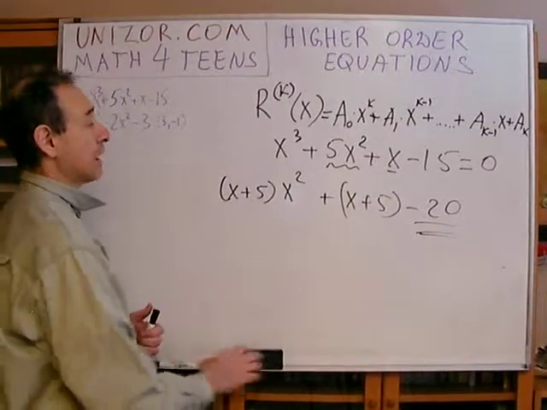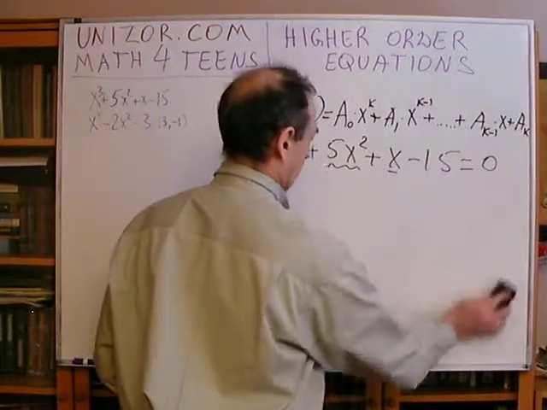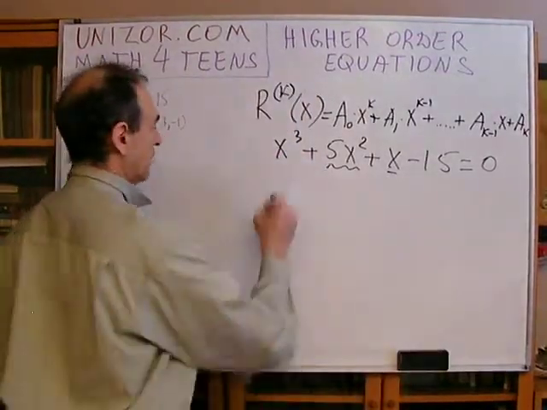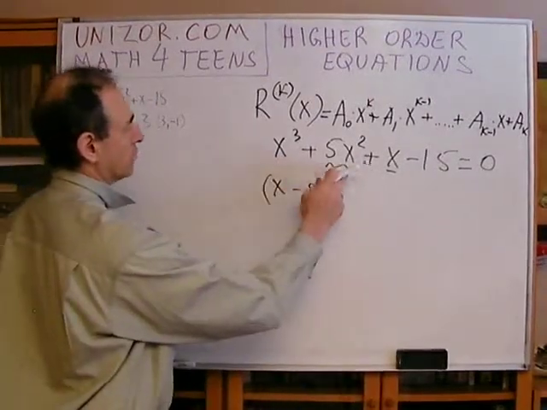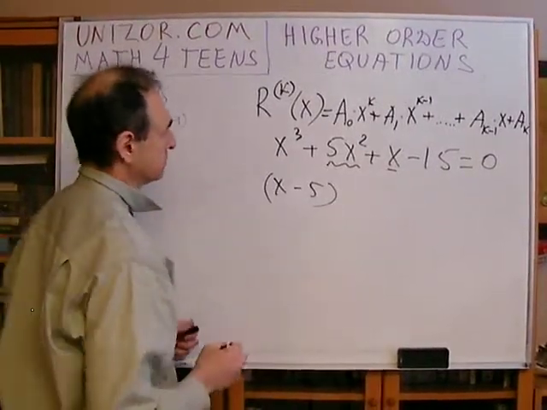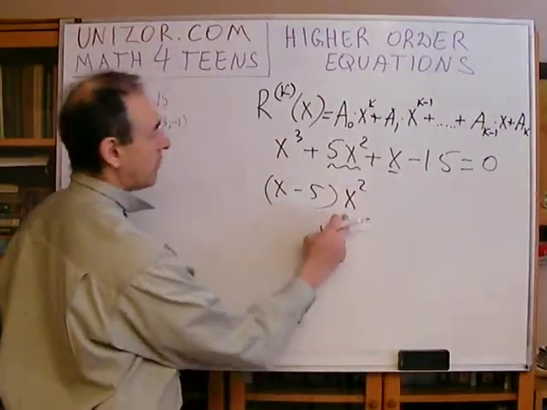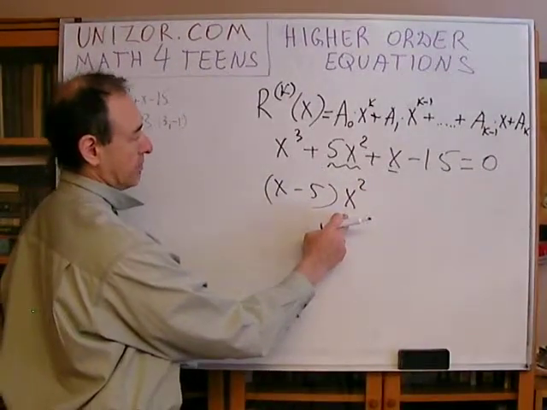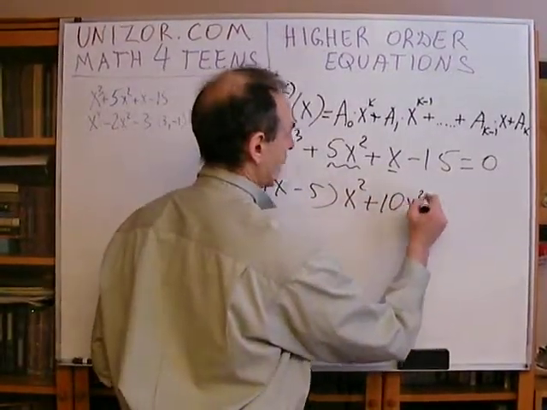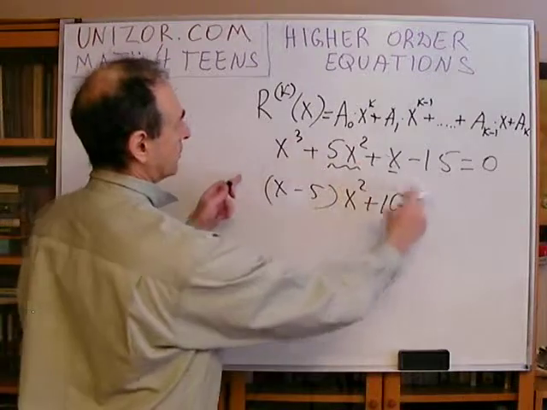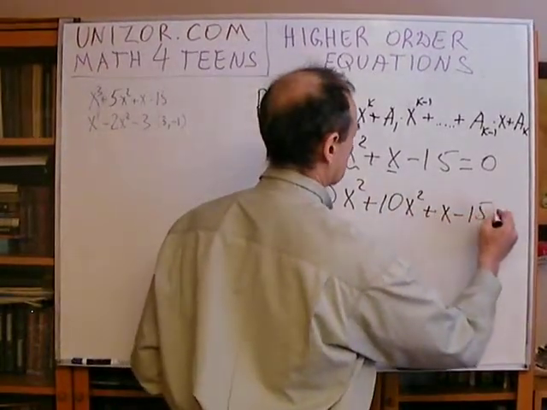Well, let's try x minus 5, for instance. If I want to have x minus 5, and I have x cubed plus 5x squared, what should I have? I should have x squared, but now I have minus 5x squared. I need 5 plus x squared, so I need to add 10x squared. Okay, now I have converted it. Plus x minus 15 equals 0.